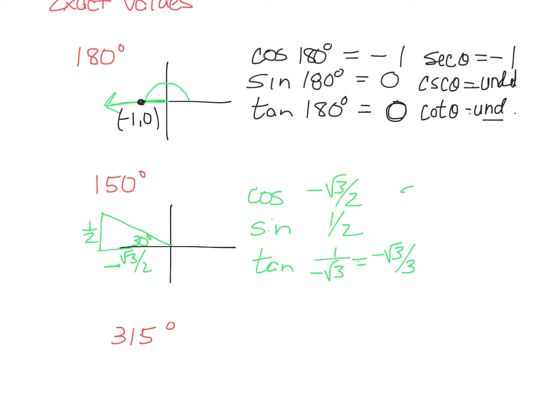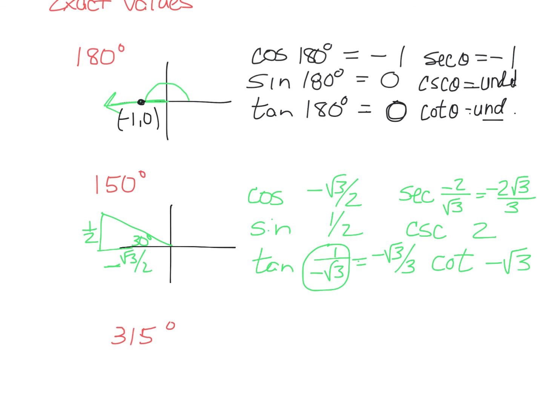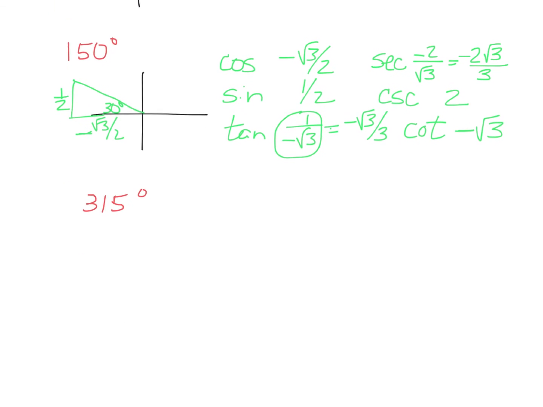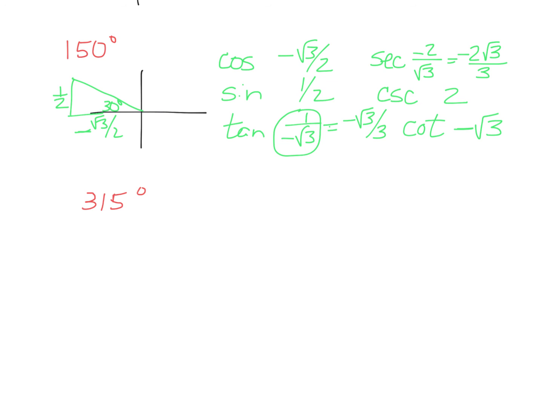And then my reciprocal, secant, would be -2 over √3, which if I rationalize that would be -2 √3 over 3. Cosecant would be the reciprocal of a half, which is 2. And cotangent would be the reciprocal of tangent, which if I just flip this part, it would be just -√3. And you'll see those same familiar values in any angle that forms a 30, 60, 90 triangle.